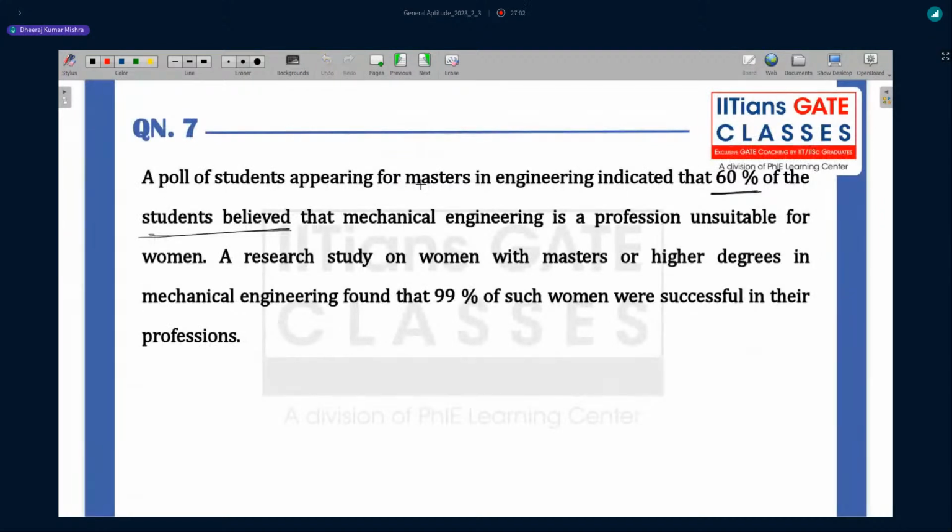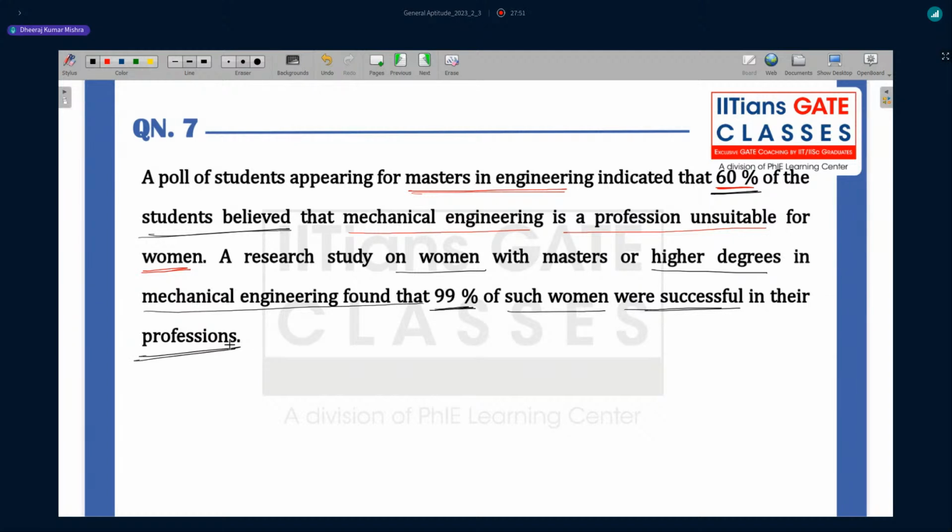A poll of students appearing for the master in engineering, ME, indicated that 60% of the students believe that mechanical engineering is a profession unsuitable for women. So according to this passage it is true that mechanical engineering profession is unsuitable for women. Remember, don't logically think in your mind that mechanical engineering is bad. Just read this passage according to the author. A research study on women with master or higher degree in mechanical engineering found that 99% of such women were successful in their profession. So this is the passage.